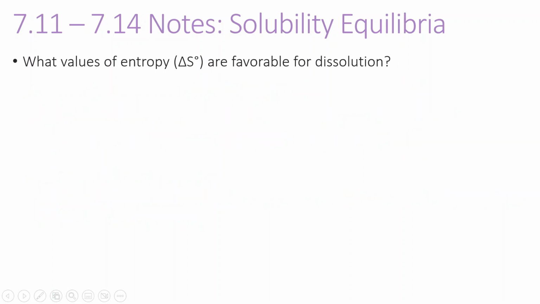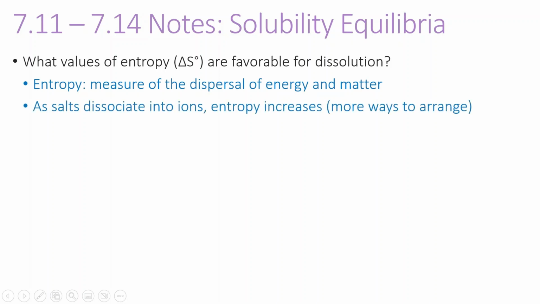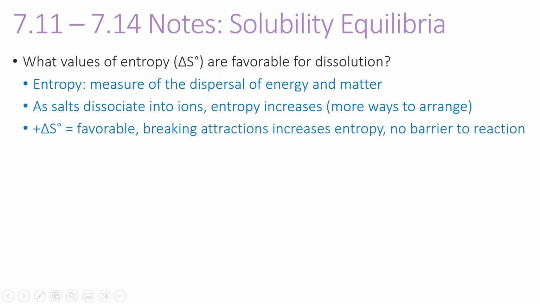So what values of entropy, delta S, are favorable? So entropy is a measure of the dispersal of energy and matter. So as salts dissociate into ions, the entropy increases. There's more ways to arrange salt particles in water than there is in just solid salt. So a positive delta S is going to be favorable. Breaking attractions increases entropy, and so this doesn't cause any barrier to the reaction. But if my delta S is negative, this is unfavorable. Forming attractions is decreasing entropy, and this is going to be a barrier that's going to prevent the reaction.